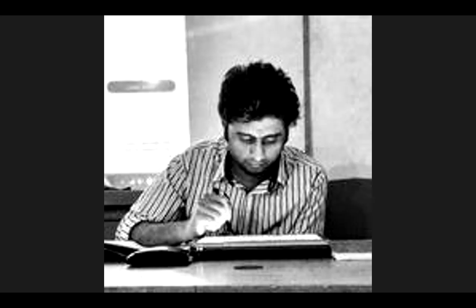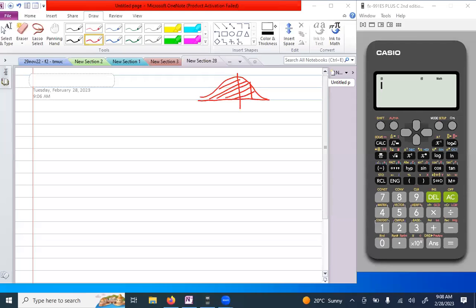Okay, let me reshare the screen. All right. So on your calculator, you press shift and you press one. Above one, you see it is written STAT. First, you go to mode, press three for STAT, and then click AC. Once you do this, you will see STAT written on your calculator.